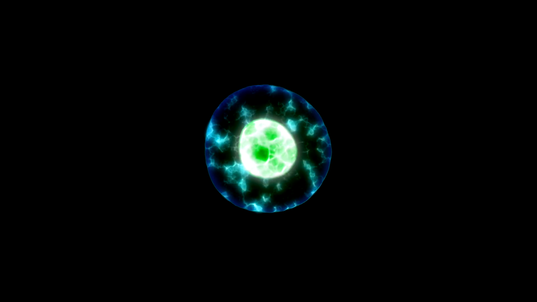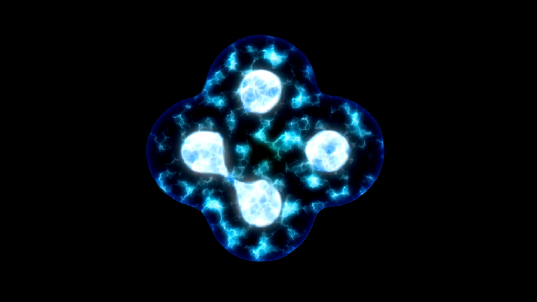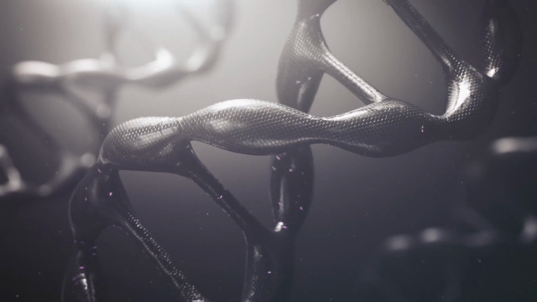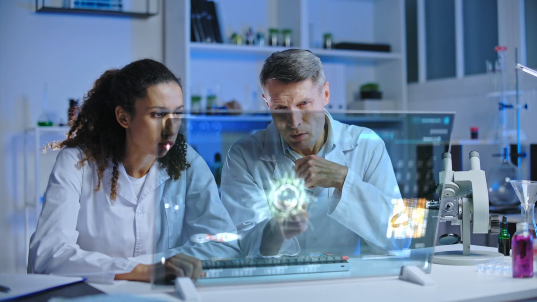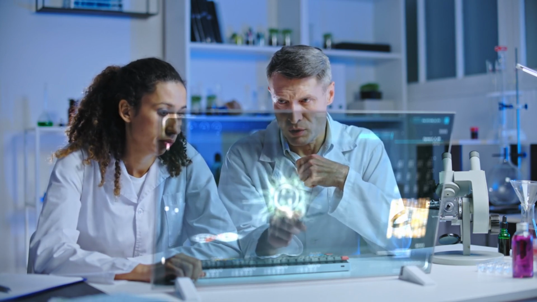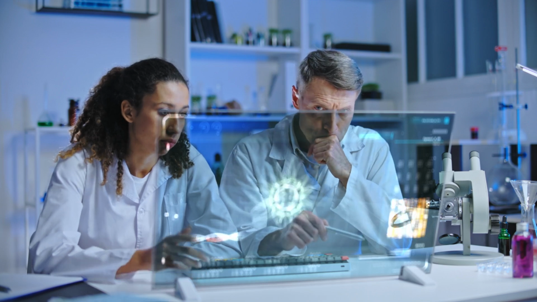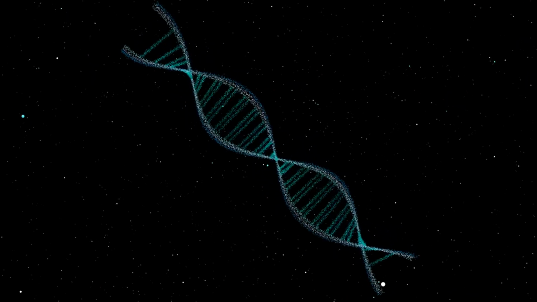Acquired mutations, however, are not inherited and only occur in specific cells during a person's lifetime. These are the most common cause of cancer. They can result from environmental exposures, such as smoking, exposure to asbestos, or infections with certain viruses, or simply from random errors during cell division. Unlike inherited mutations, acquired mutations do not pass on to offspring.